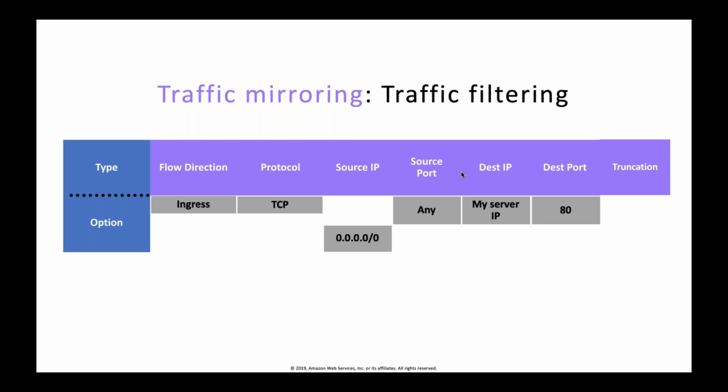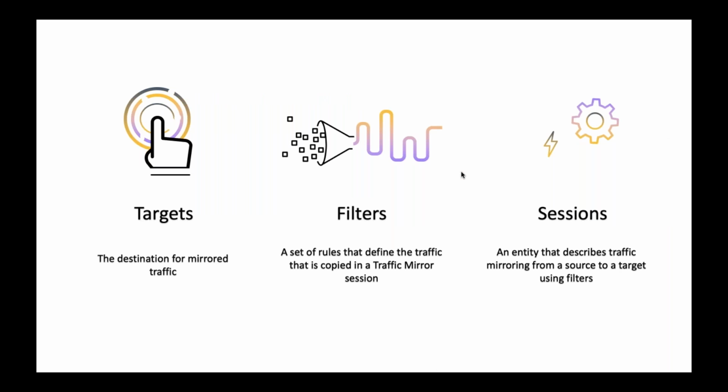And then you can choose to truncate your packet. You could choose to have the first 200 bytes or first 1000 bytes of the packet delivered to the instance and not have to mirror the entire packet. In this case, I say truncation no. By that, I mean I want to mirror the entire packet and send it to my monitoring instance. So that was traffic filters.